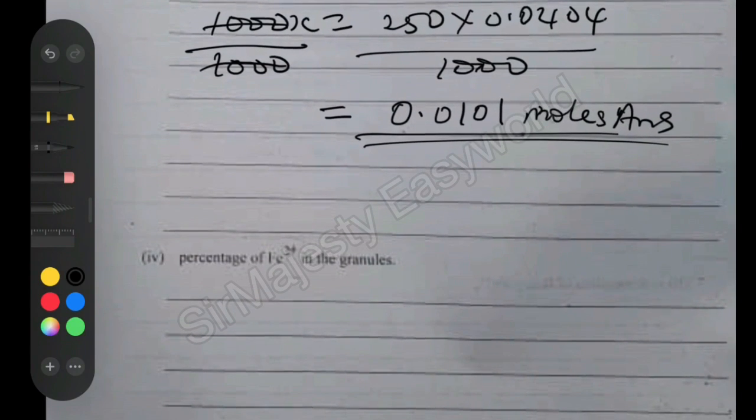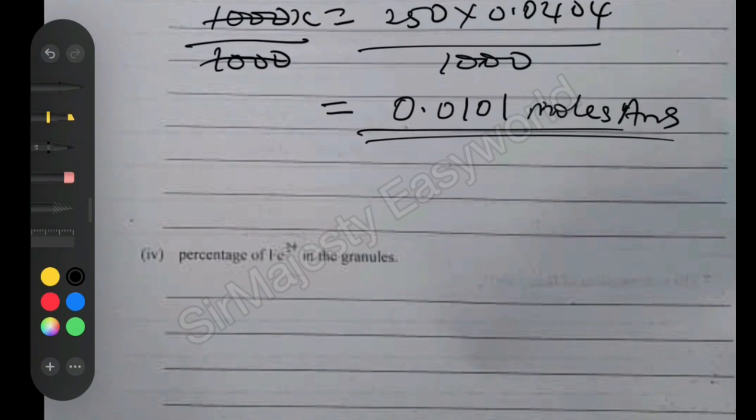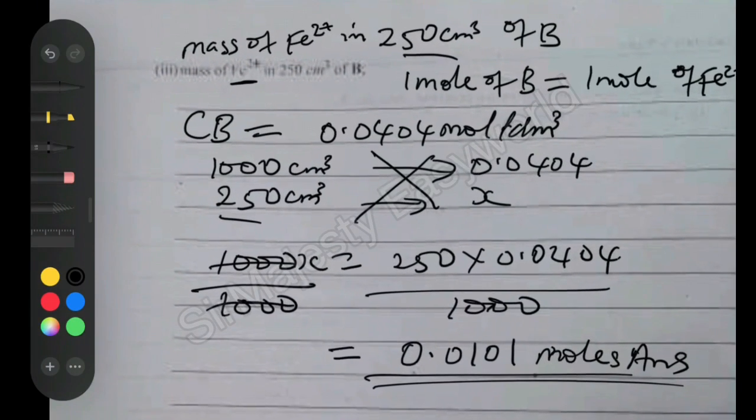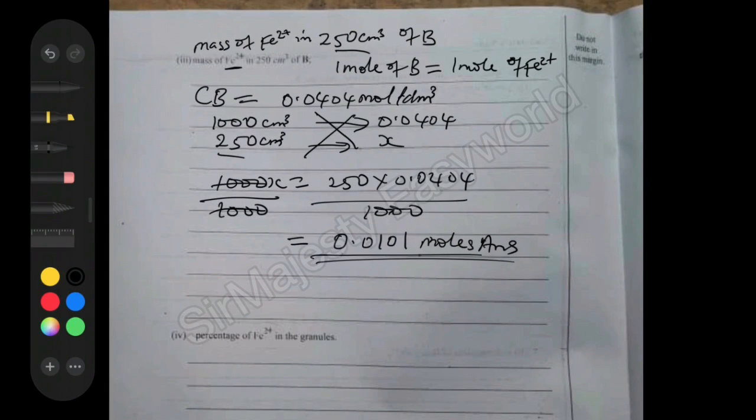Percentage of iron 2 ion in the granules. This time around, they are now going back to the granule itself. If you like, you can speak in terms of, okay, sorry, the question says mass. Now I remember, this is mass, which means this is not our answer. Since it's mass, we are going to convert the mole to mass by multiplying by the molar mass of iron.